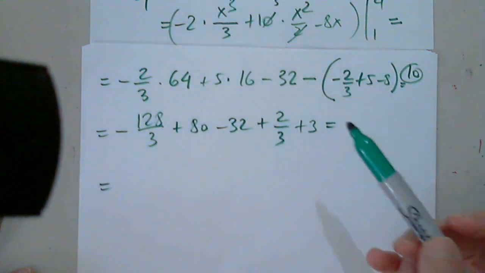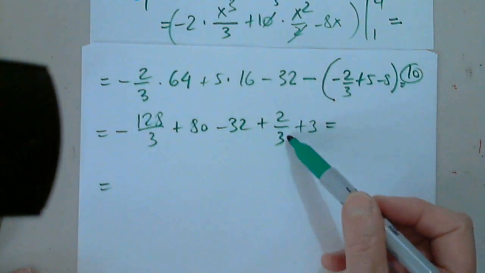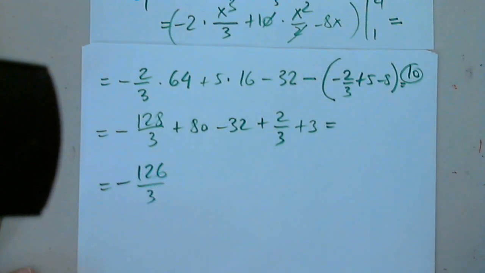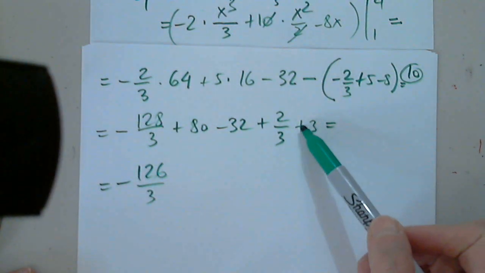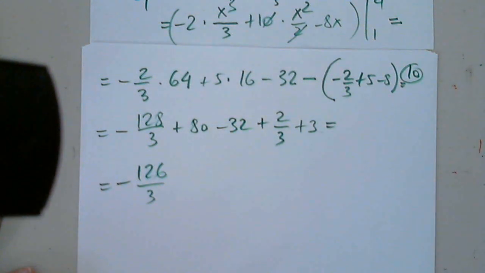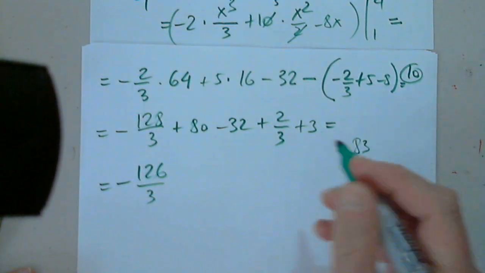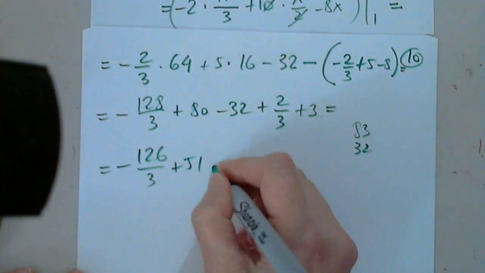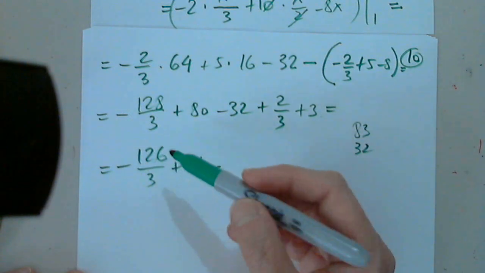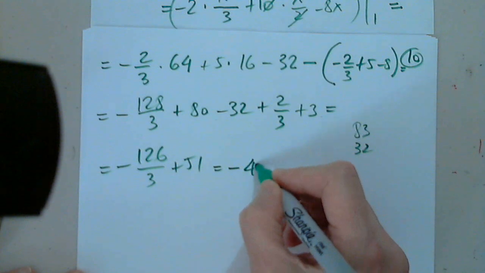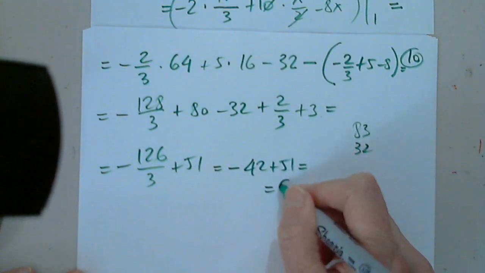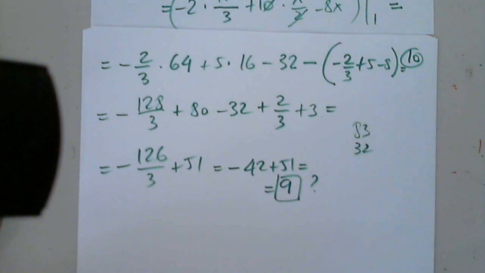So let's see what we have. This is negative 126 over 3. This is 83. So this is 83 minus 32 is 51. And now, can I simplify this? Yes, I can. Oh, look at that. Minus 42 plus 51. I got 9. Is it true? I have no idea. I'm going to check. And then I'll show you to make sure that these are indeed the 1 to 4.